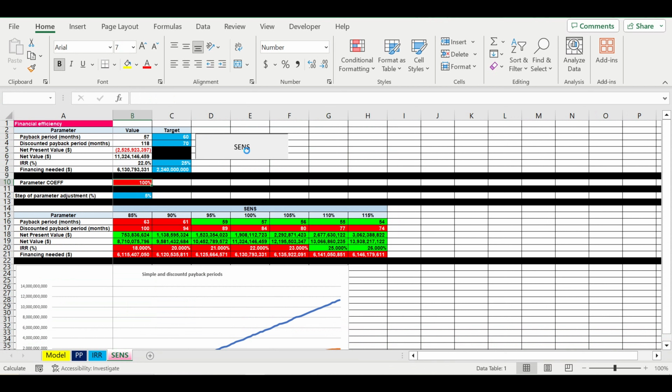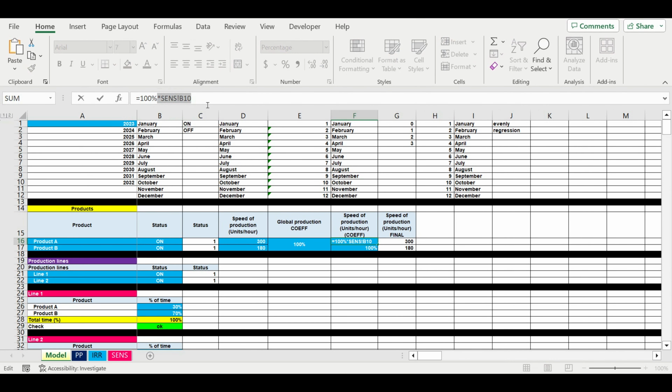Now let's press the Sense button. Now we can remove the sensitivity analysis parameter from here and add it to another input, for example, investment plan.